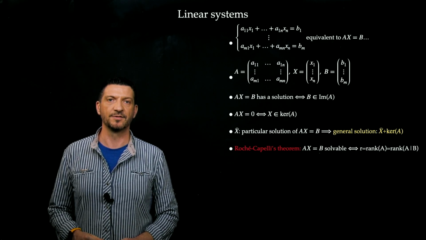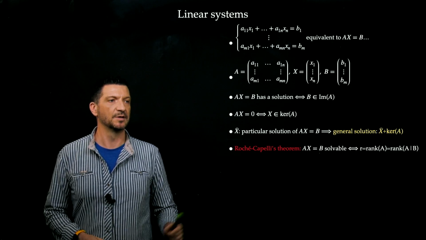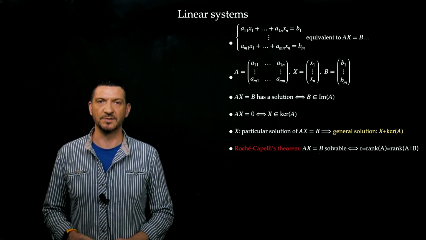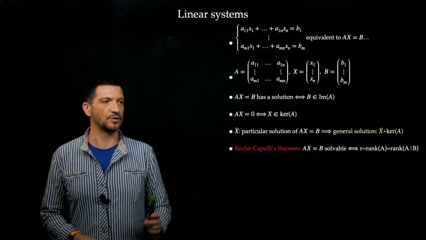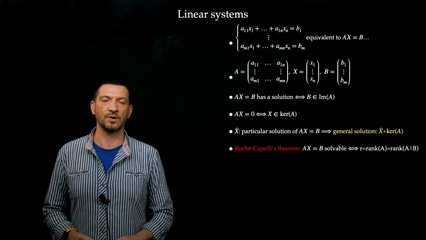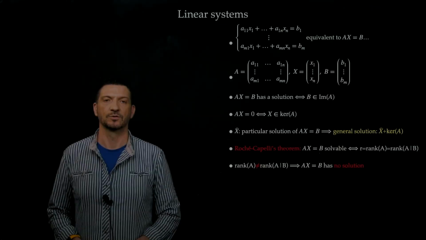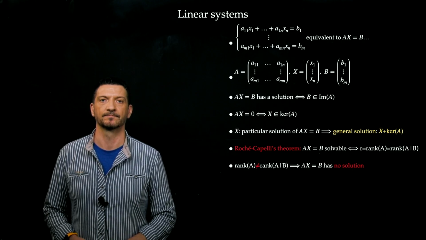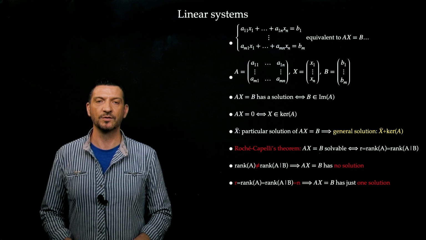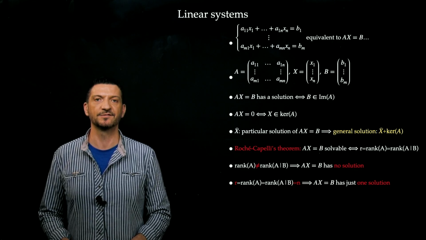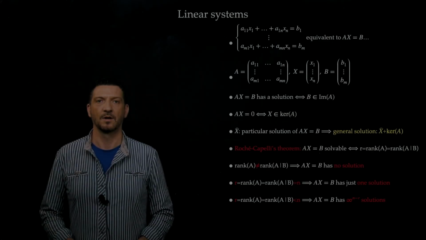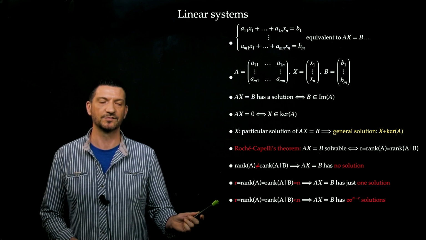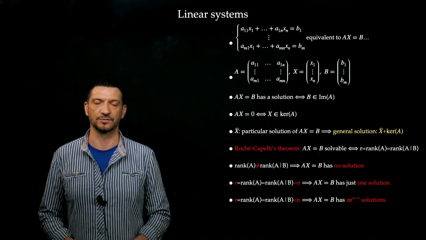Another core result of the theory of linear systems that you must remember is the Roché-Capelli theorem, which says that the system AX equals B admits a solution if and only if the rank of the matrix A is equal to the rank of the augmented matrix. So, if the two ranks disagree, then the system doesn't admit any solution. Instead, if the ranks agree and they coincide with the number of the unknowns, then the system has just one solution. However, if the ranks agree but they are strictly inferior than the number of the unknowns, then the system has infinite solutions.